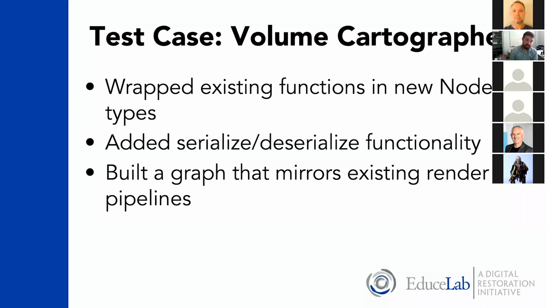So we have a test case that I wanted to use this on in real life, and it actually helped me fix a bunch of bugs in my code. It's our Volume Cartographer application. I went to one of our more complex programs, our rendering program, by which we generate our 2D images. I wrapped all of that functionality into new node types, added the serialize and deserialize code, and rebuilt it as a graph.